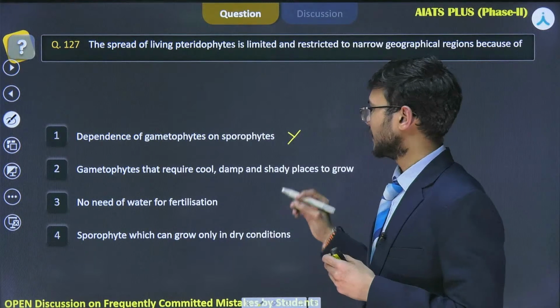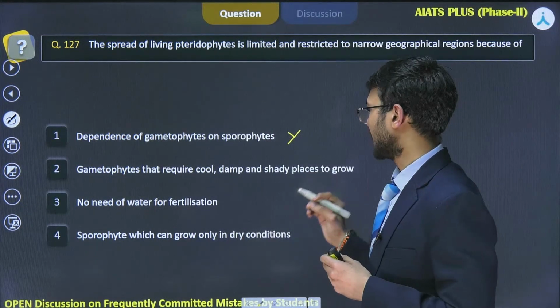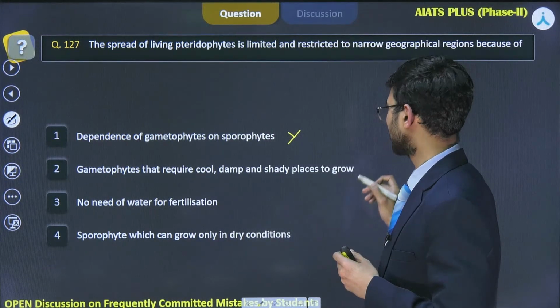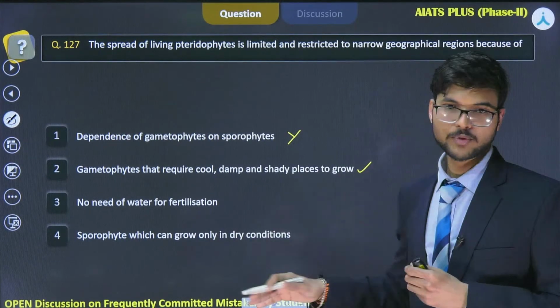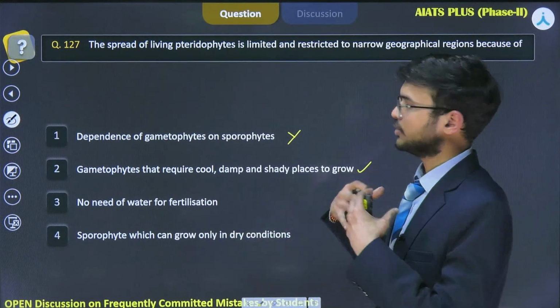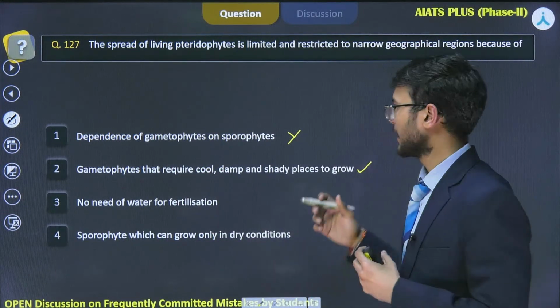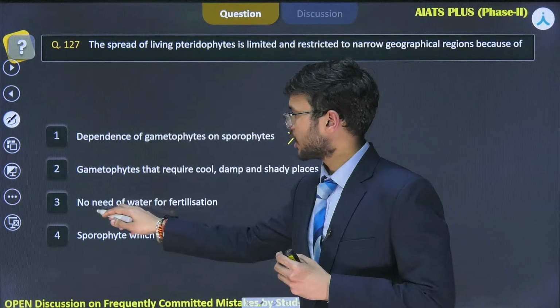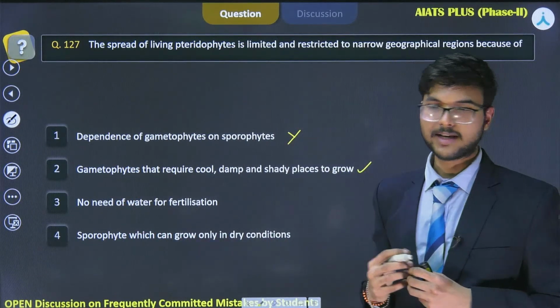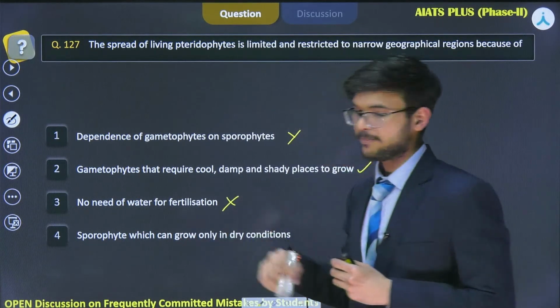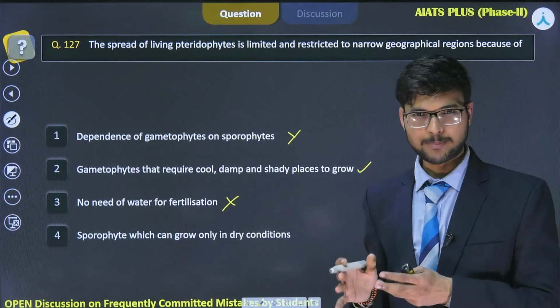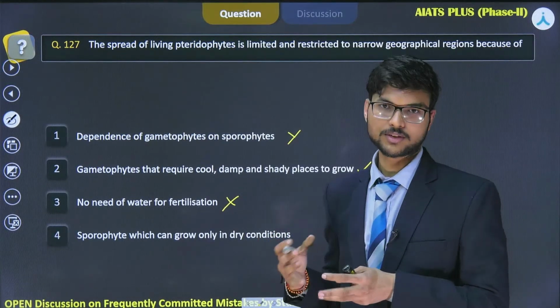Next option says gametophyte that require cool, damp and shady places to grow. Yes, it's the main reason why pteridophytes are not spread throughout the terrestrial land or terrestrial localities. Okay, so this option is true. Third option says no need of water for fertilization. No, because here the male gametophytes will produce male gametes that require water for the process of fertilization.